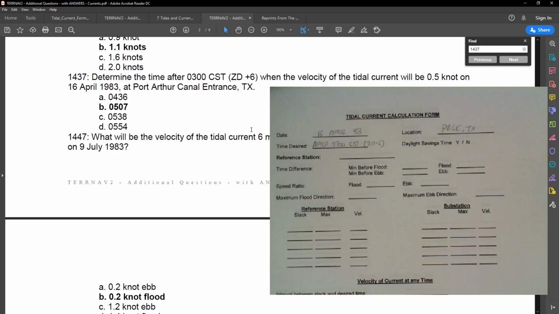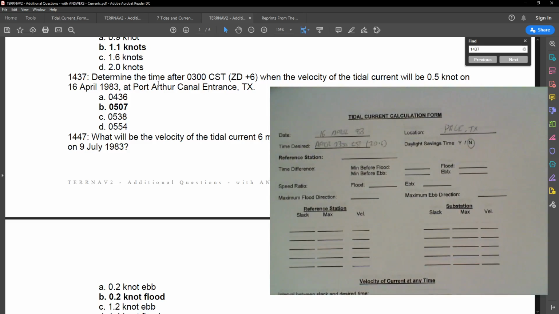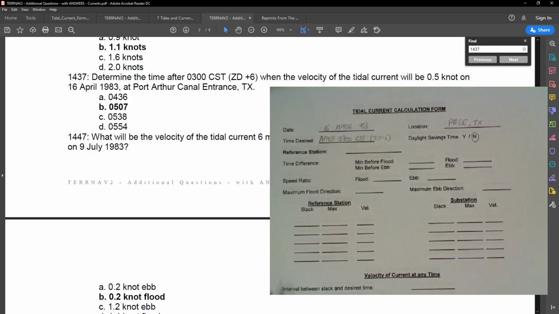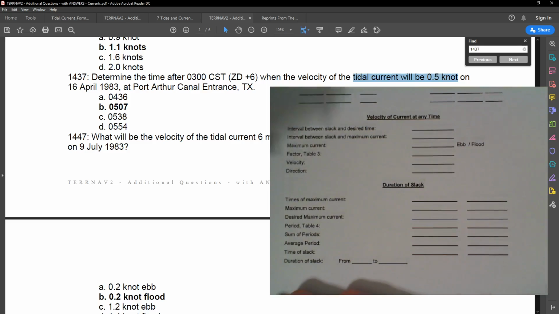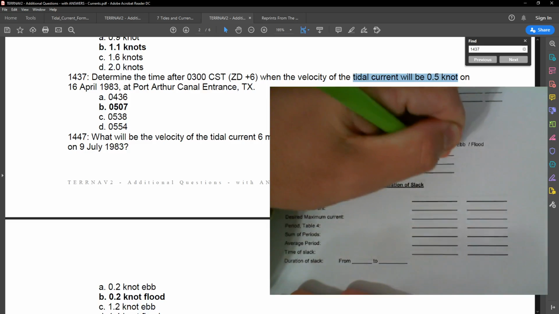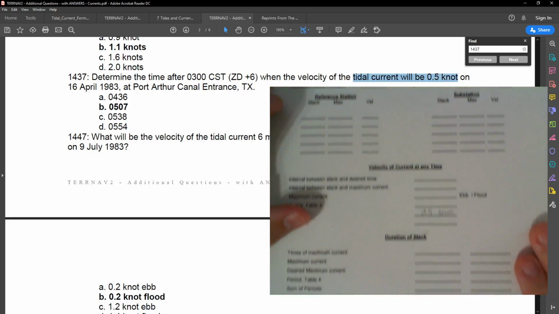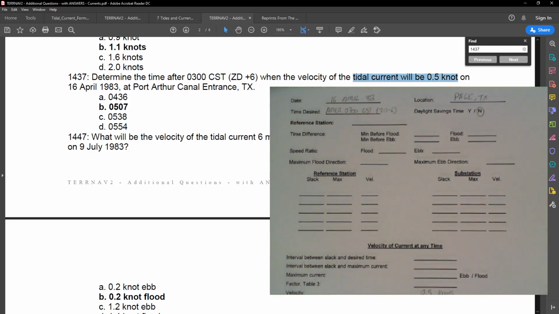Now, this is not Central Standard Time. This is not a daylight savings time problem. And we have one more bit of information we need to add to the sheet. It says on here that the tidal current will be 0.5 knot. So let's go down here to velocity at any time and put in 0.5 knots. Now, this is all the given information we have for the entire problem. Now, let's get into the reprints.